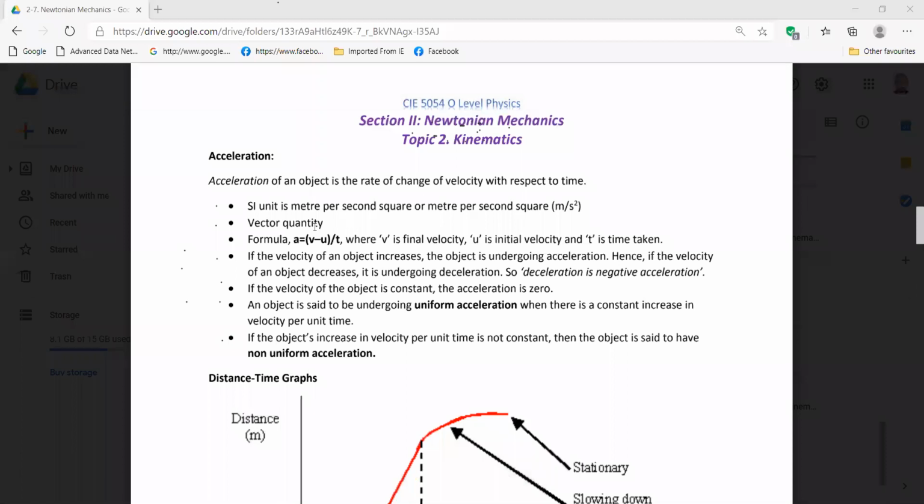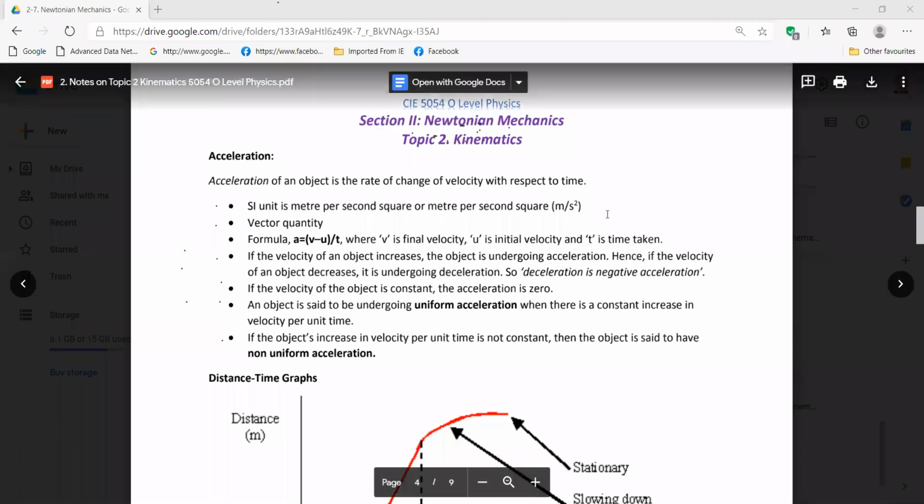5 minus 0 divided by 2, right? Yes, 5 minus 0 divided by 2. It's 2.5. So what is the answer coming? 2.5 meter per second, right?